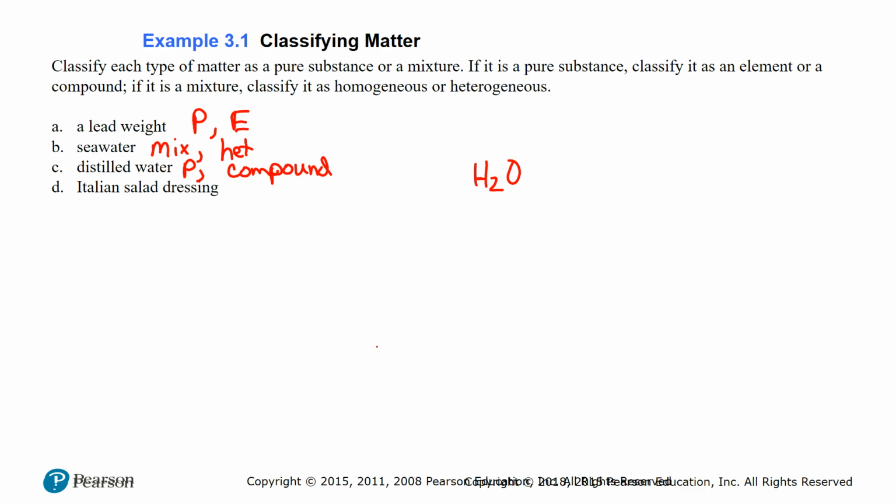So I said compound, right? Water is always going to be two hydrogens and an oxygen. If it's anything else, it's not water. All right. So water has a definite composition. It has two hydrogens, one oxygen, so it's a compound, so it's considered to be pure. Don't think pure like nothing else in it. Think pure that it can only be that thing.